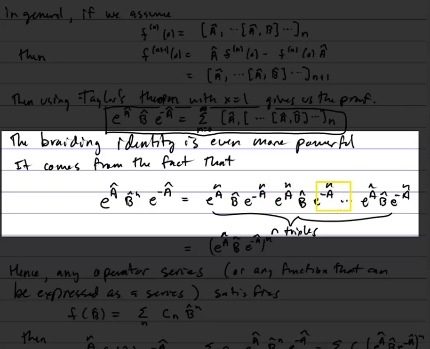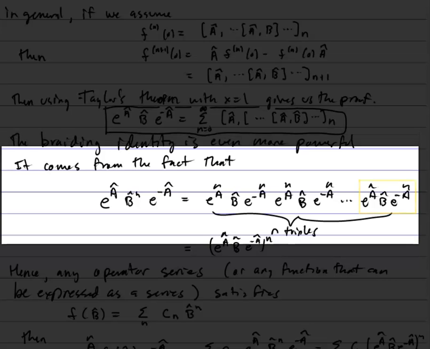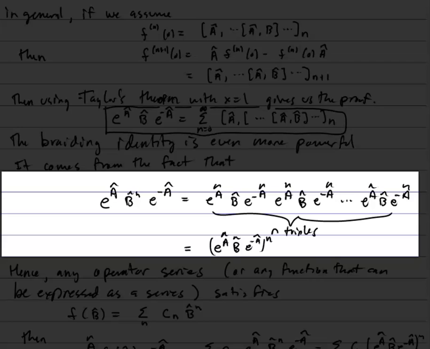And we can insert that in between each of the b factors, starting from the left and going to the right. And you see what we have then is n triples that are of the form e to the a, b, e to the minus a. And that means that the expression e to the a, b to the n, e to the minus a can be written as e to the a, b, e to the minus a raised to the nth power. Okay? What does that mean?